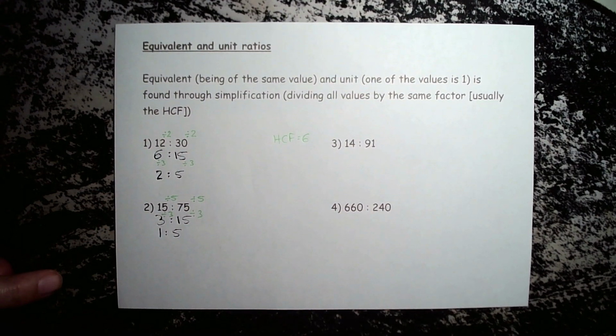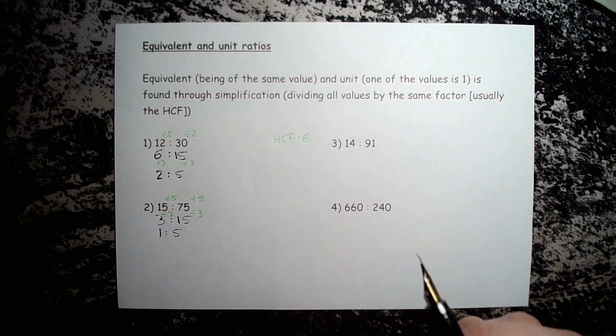Number 3, 14 is to 91. I don't immediately know any sort of quick value that will divide into both 14 and 91, because 14 is even, but 91 is odd, so 2 will not work. So we will need to go through them all. So we already know 2 will not work.